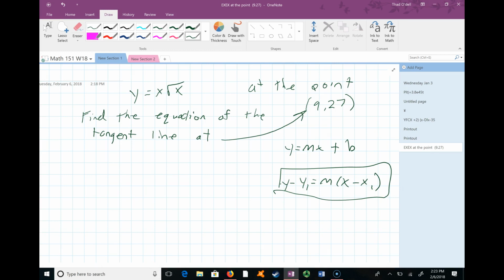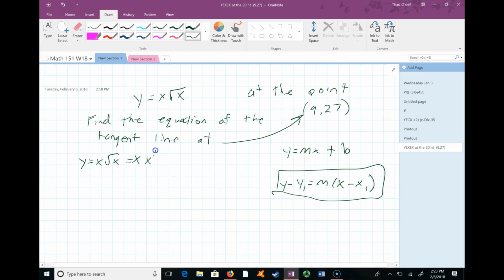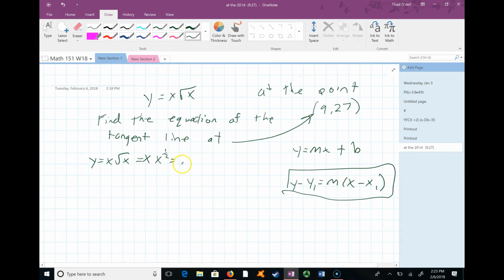Okay, so first thing I would do is find the slope. I'm going to start off by saying y equals x times the square root of x. I can write that differently. That's really equal to x times x to the 1/2 power, which is equal to x to the 3/2 power, because this is x to the first, x to the 1/2, multiply them together, and you get x to the 3/2. So if I want to find the slope of that, that'd be dy/dx, which is equal to 3/2 x to the 1/2. This is an equation that can find the instantaneous slope of that graph at any point just by plugging in the x coordinate of that point.